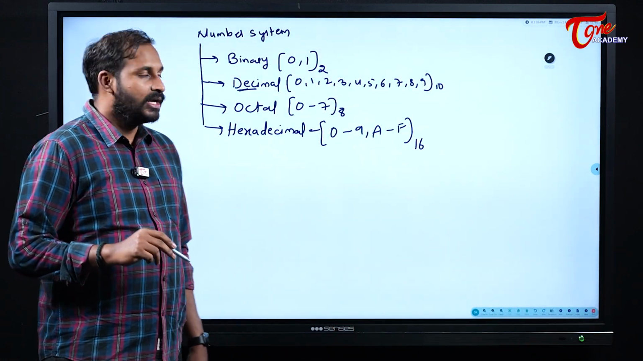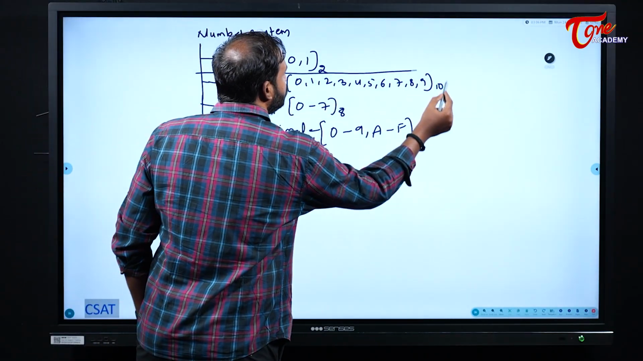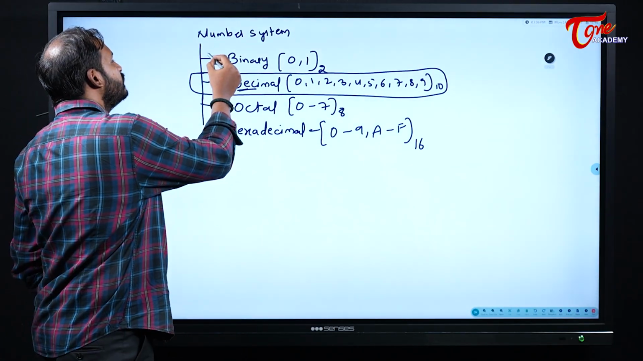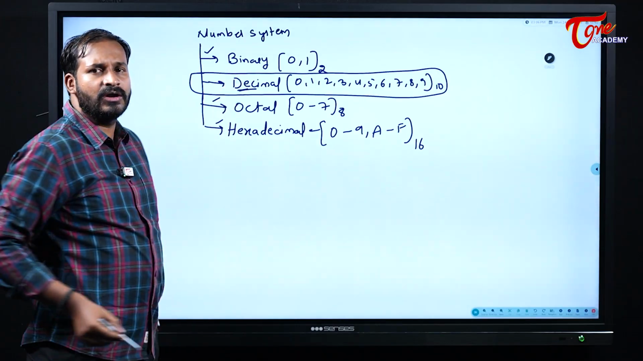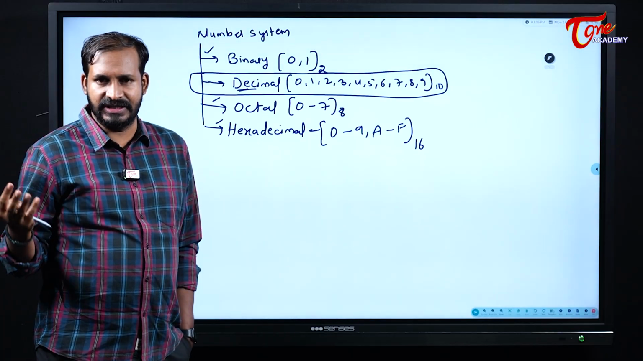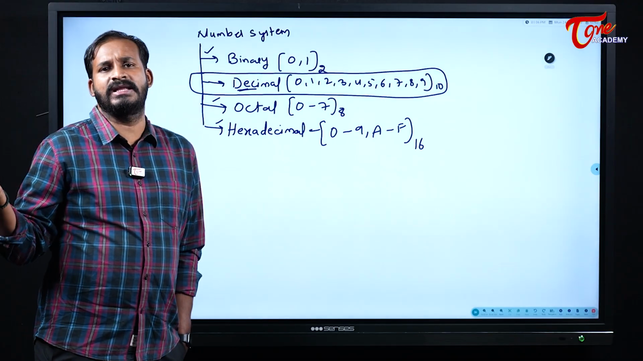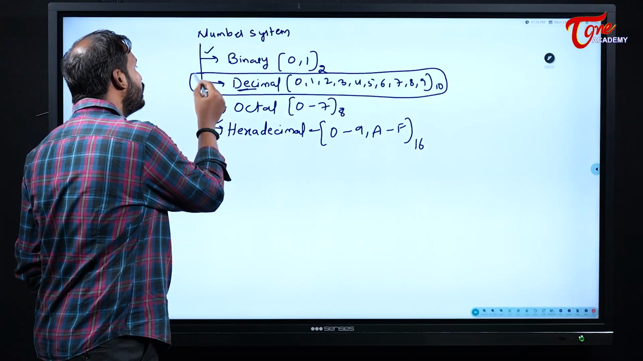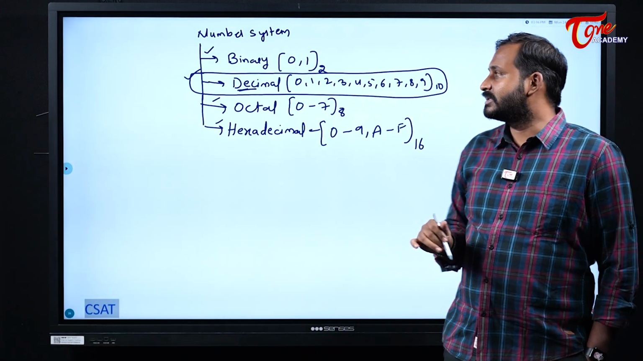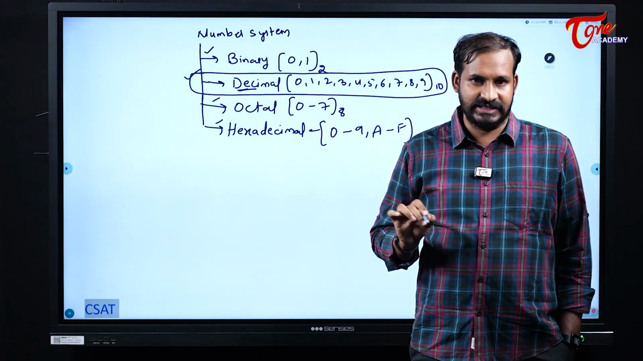In our day-to-day life, we use the decimal system. Binary is the computer language we use to communicate with any machinery or computer. Octal and hexadecimal are used in some other aspects, but in our day-to-day life we use only the decimal system. So keeping this in mind, in our concepts we will learn purely only the decimal system.